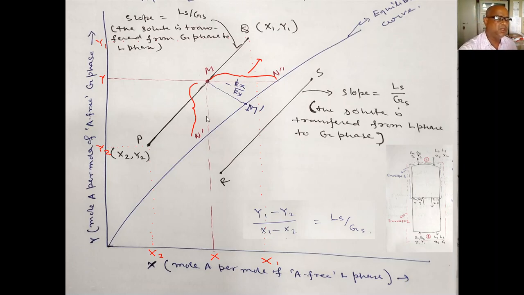So when mass transfer is occurring from G phase to L phase, then the operating line will be above the equilibrium line. G phase to L phase means, let's take ammonia getting absorbed from a gas mixture into water. Okay, now what will happen if the transfer takes place from L phase to G phase?